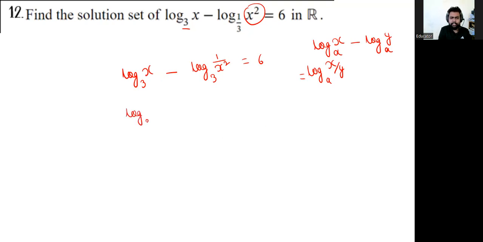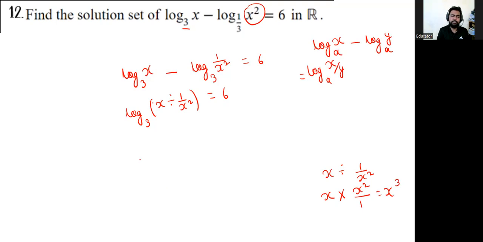So log base 3, the subtraction changes into division. That means x divided by 1 upon x square is equal to 6. Now you already know how to solve this part. X divided by 1 upon x square. It's simple. You already know how to operate on fractions: the division will change into multiplication and that will reciprocate x square upon 1. So x times x square is going to make x to the power 3, or x cube. So you are going to get log x cube base 3 is equal to 6.